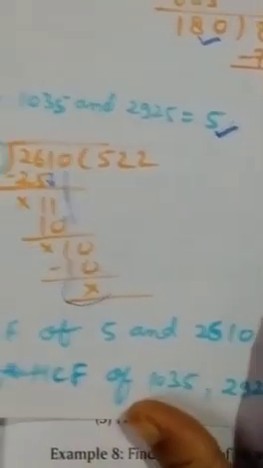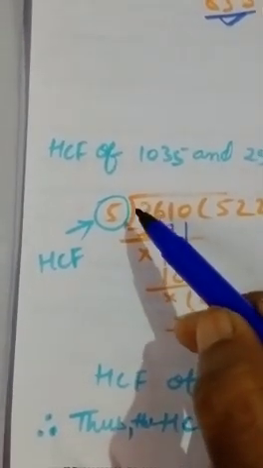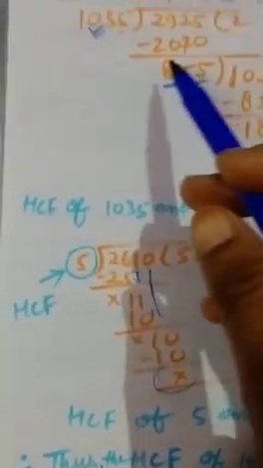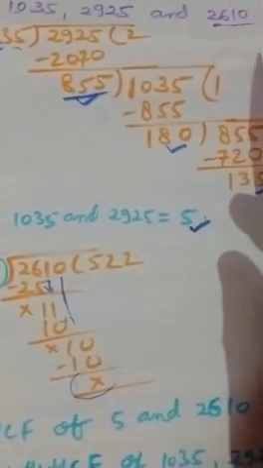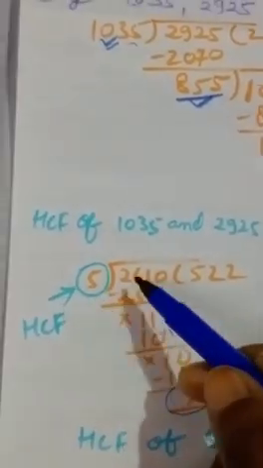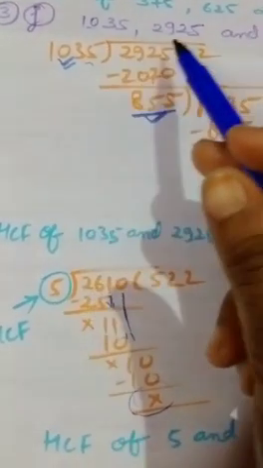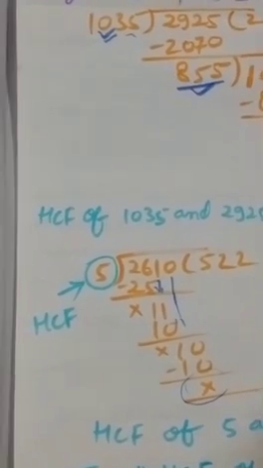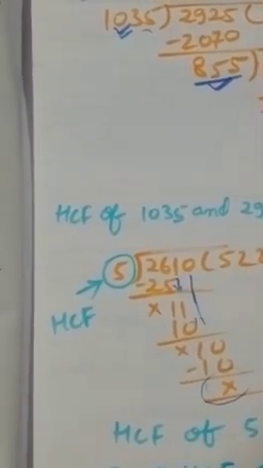Why do we have to take 5? The last divisor that you get after dividing all the three numbers is the answer for all the three numbers. It's the HCF of all the three numbers which are asked in the question.